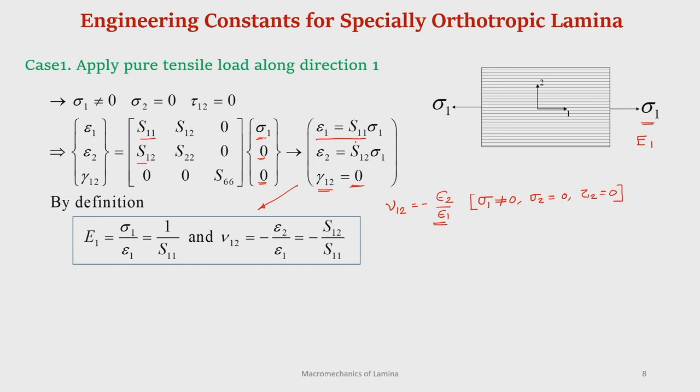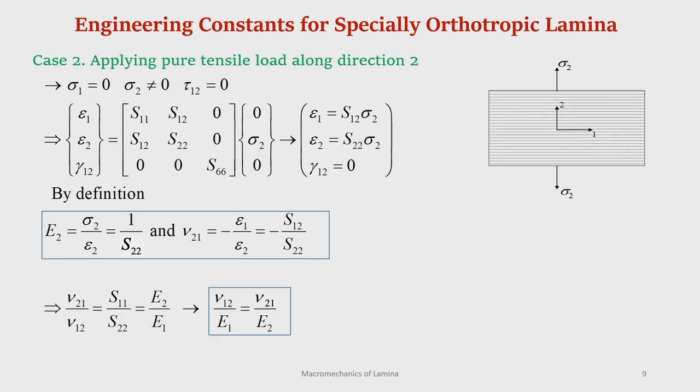If we put the values of epsilon 2 by epsilon 1, we get that nu 12 is equal to minus S12 by S11. So, we obtain the relationship between the engineering constants and the coefficients of the compliance matrix. Next, suppose we apply only sigma 2 along the transverse direction. So, only sigma 2 is not 0, sigma 1 is 0, tau 12 is 0.